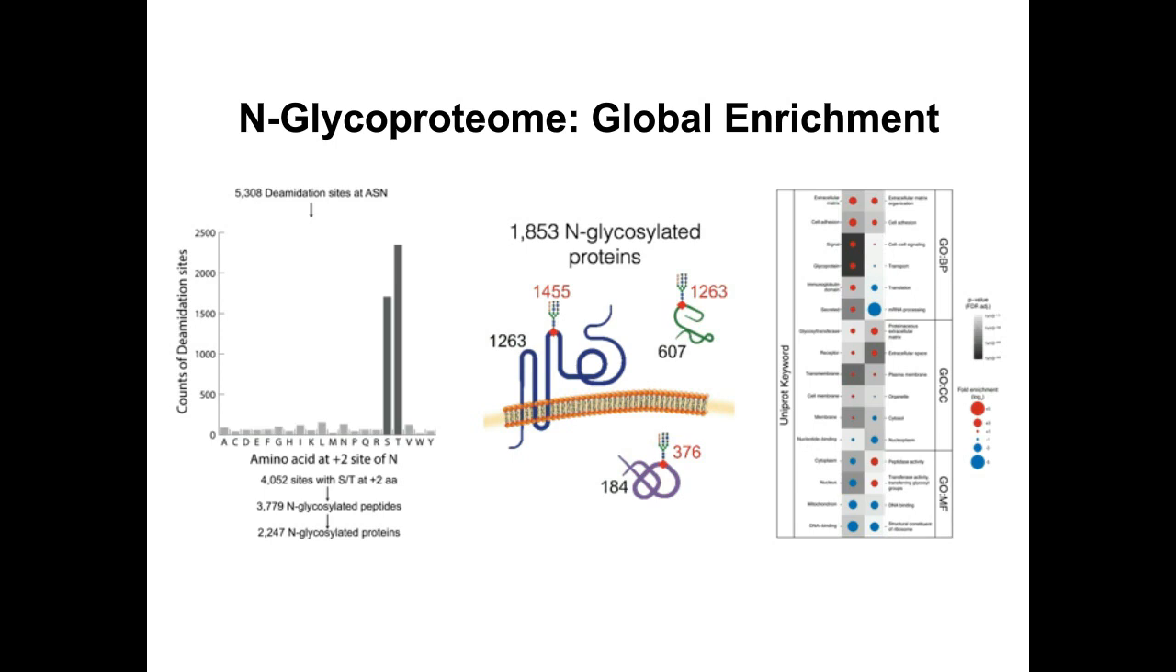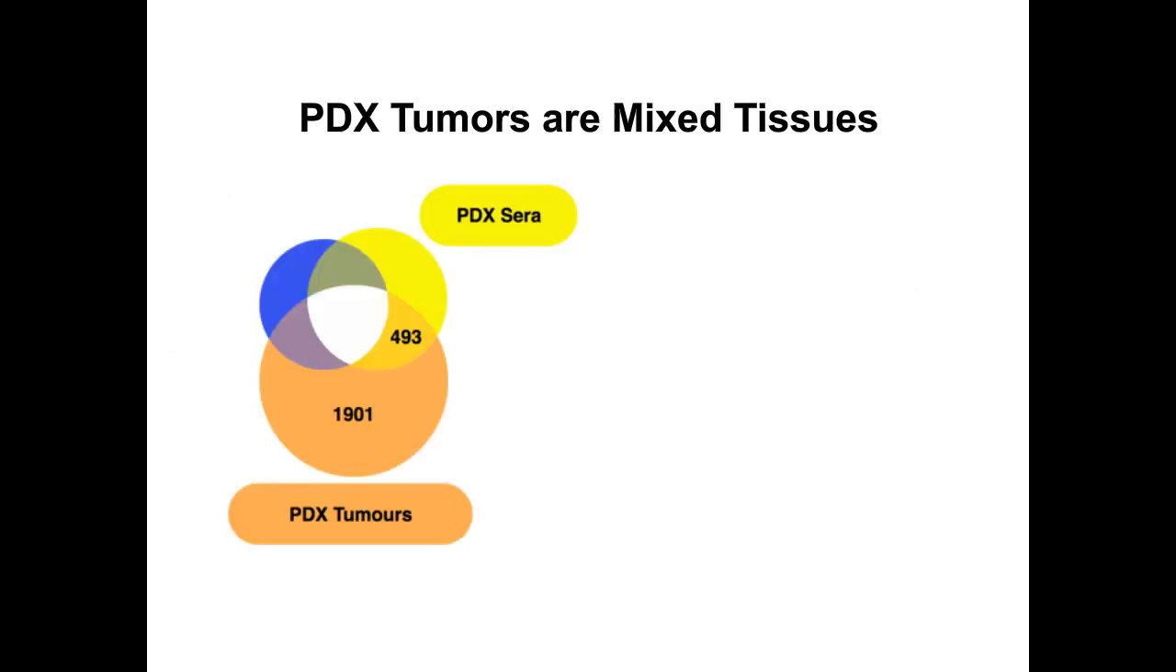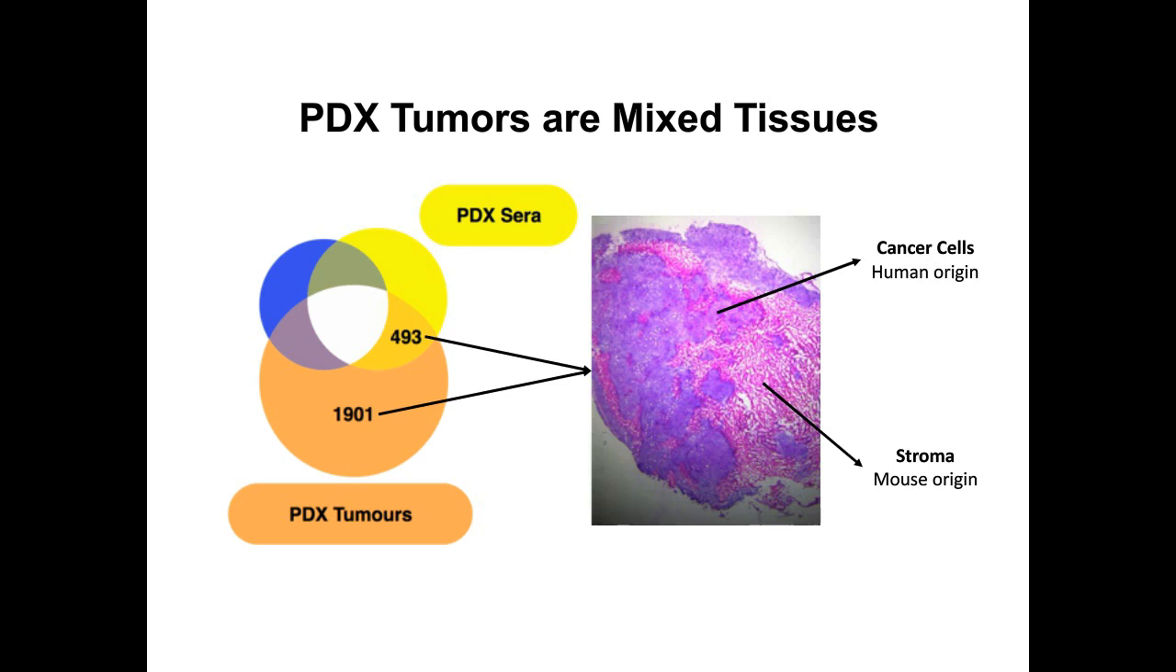Then one nice little feature of patient-derived xenograft tumors is that they are mixed species tissues. So here one can actually see an H&E staining of one of our xenograft tumors. The engrafted cancer cells are of human origin, so they're surgically resected from an actual patient, versus the rest of the mouse, the stroma, which is of mouse origin. So one can now use bioinformatic analysis to map identified glycopeptide sequences to either a human or a mouse origin.